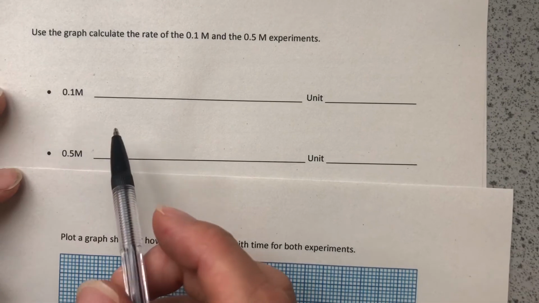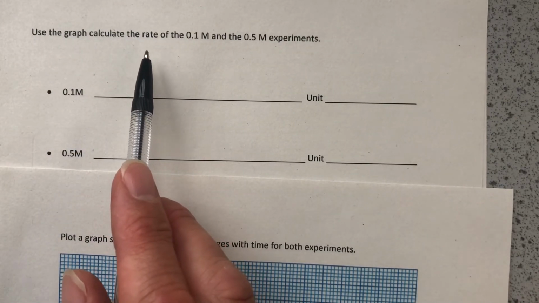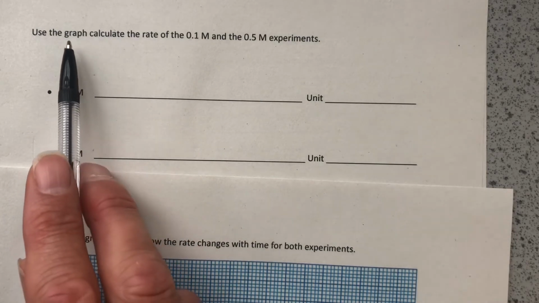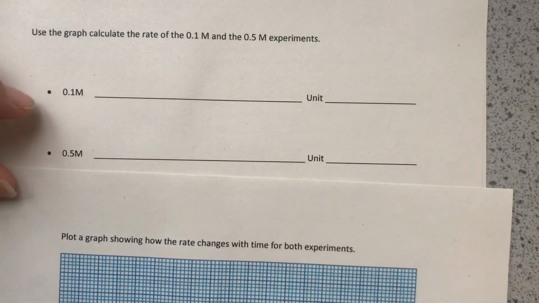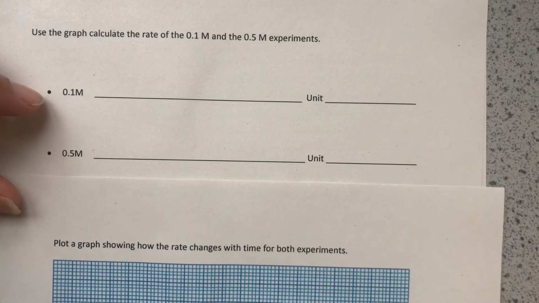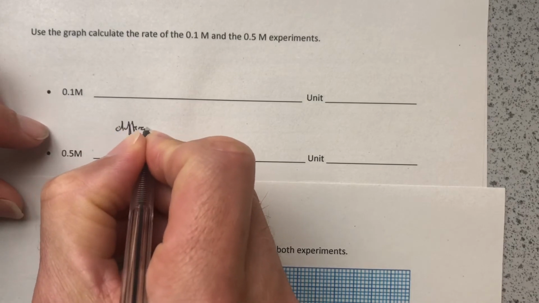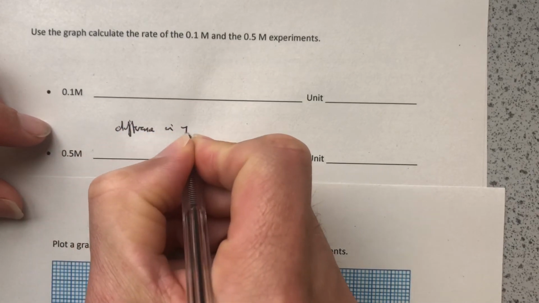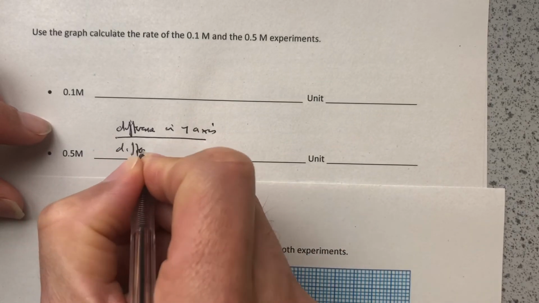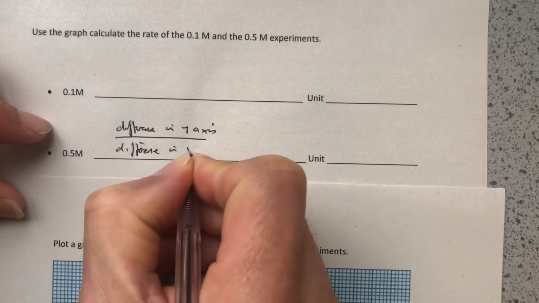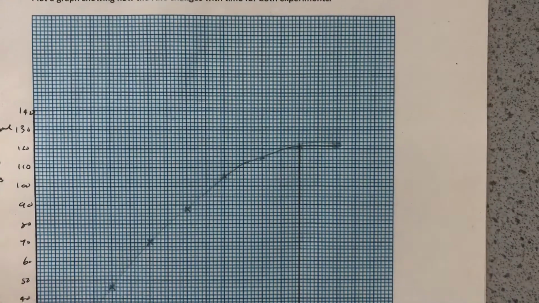Right, so the next thing we need to do is use our graph to calculate the rate of each experiment. To do this, we need to use the graph and a bit of maths. We need to calculate the gradient at the start of the reaction. Now, gradient is, in maths, the difference in the y-axis divided by the difference in the x-axis. Now, we calculate the gradient of a straight line.